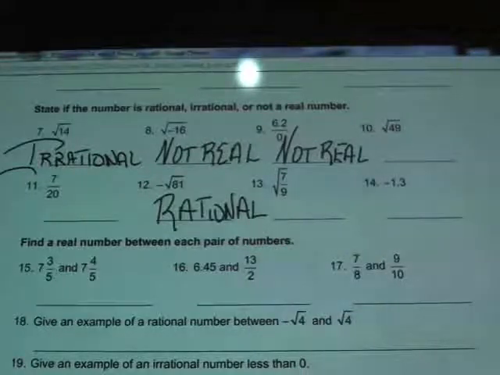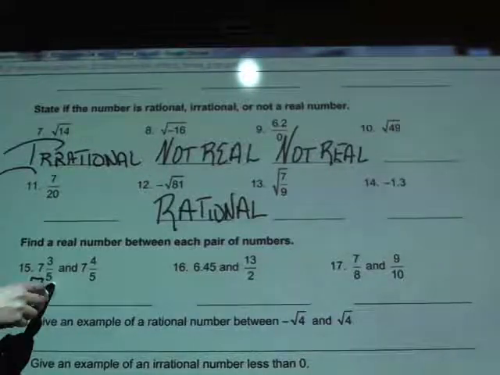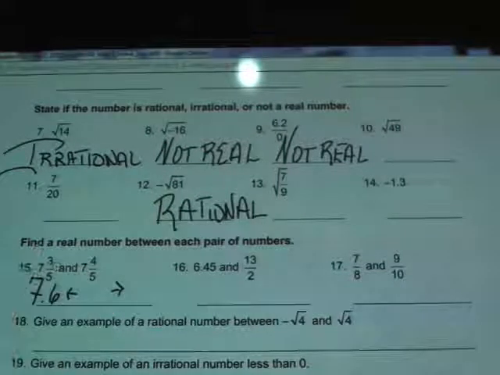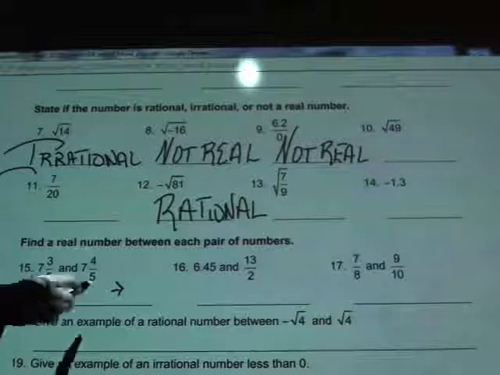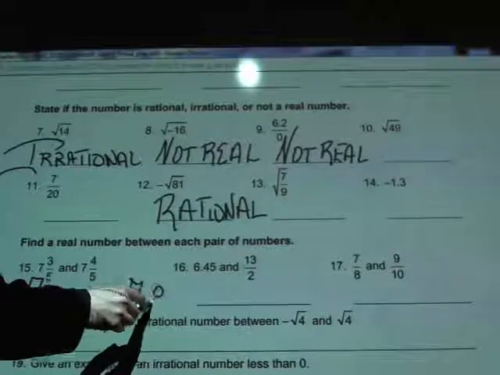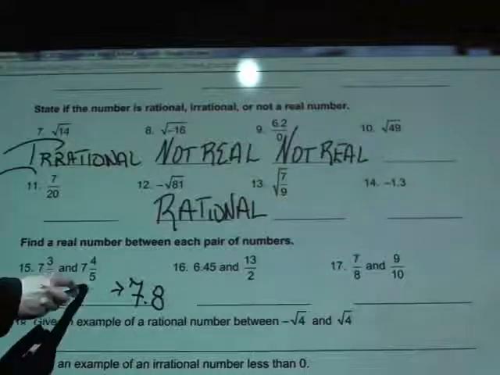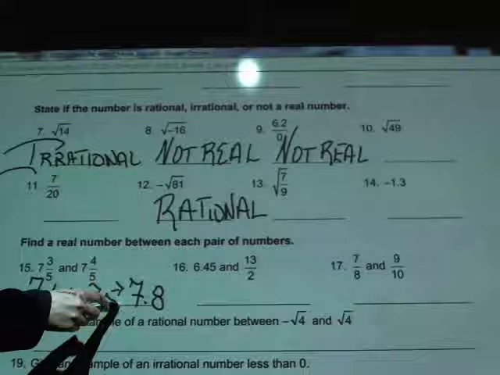What most of you are probably going to do in number 15, since we have fractions, which would imply you need a common denominator, is probably just divide those out to make this much easier. 7 and 3/5, well, if you do 3 divided by 5, that's 0.6. So this is 7.6. And with 7 and 4/5, you're going to do 4 divided by 5, which is 0.8. That's 7.8. So I'd be looking for something between 7.6 and 7.8. And of course, most of you are going to say the easiest thing we can, which is 7.7.